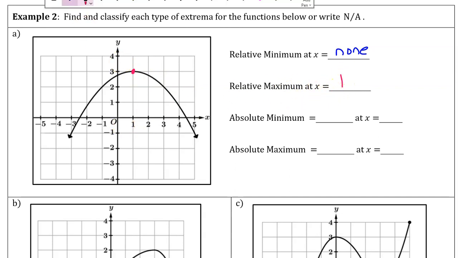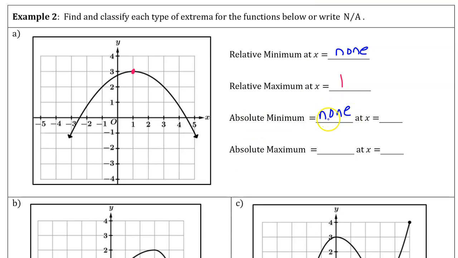What about an absolute minimum? Well, if there is no relative minimum, there cannot be an absolute minimum either. So we're going to say none again. What about an absolute maximum? Well, here's where we find out that a relative maximum can also be the absolute maximum. And that's the case here. We only have the one relative maximum, and it is also the highest point on the graph. So we have an absolute max of 3 at x equals 1.